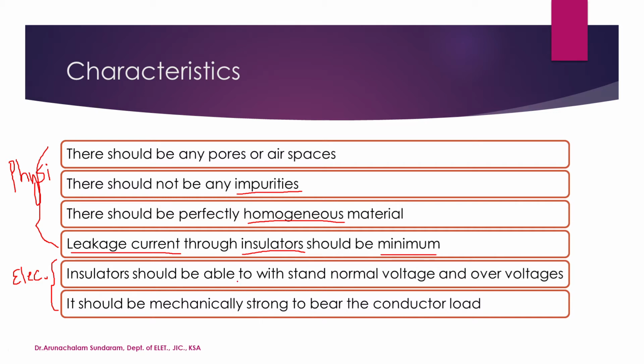Now the insulator should be able to withstand normal voltages and over voltages. It should be able to withstand the voltage stress. It should be mechanically strong. Why should it be mechanically strong? Because it is bearing the weight of the conductor. So these are the characteristics of the insulator. The first four characteristics refer to the physical characteristics, and the next two refer to the electrical characteristics.